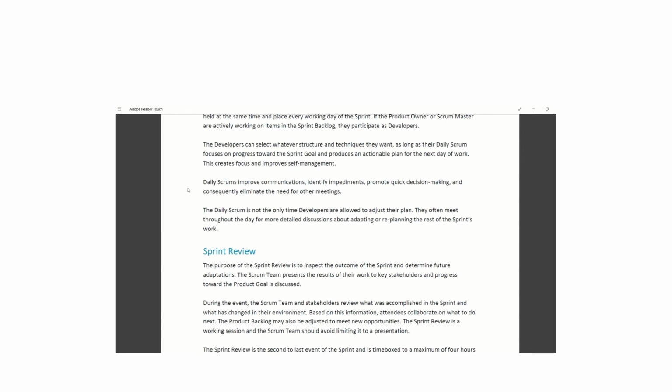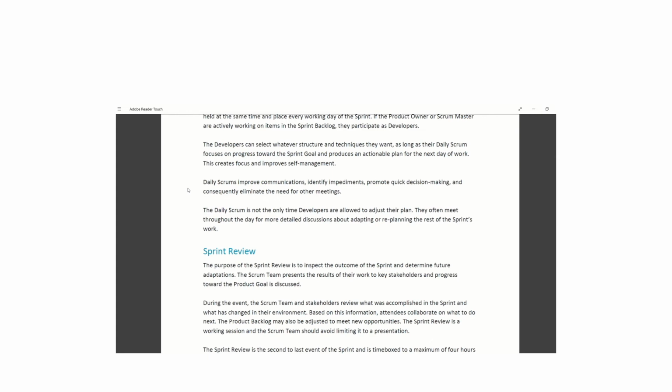The daily Scrum is not the only time developers are allowed to adjust their plan. They often meet throughout the day for more detailed discussions about adapting or replanning the rest of the sprint's work. Sprint review. The purpose of the sprint review is to inspect the outcome of the sprint and determine future adaptations.